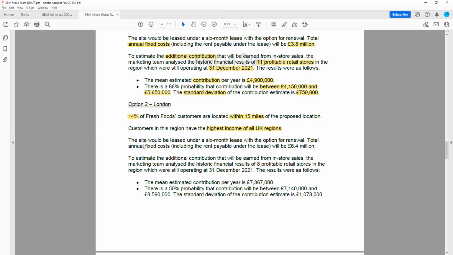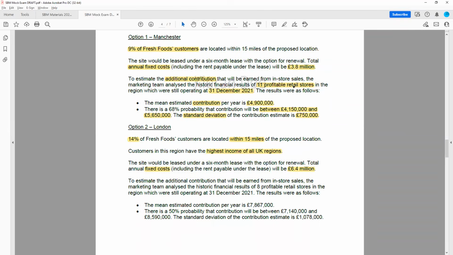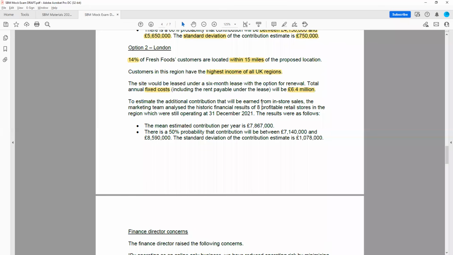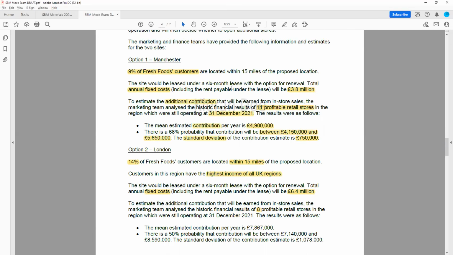So we're told that the fixed costs, if it's going to be London, including the rent, are going to be 6.4 million. So, considerably higher. To estimate the additional contribution that will be earned from sales, the marketing team analysed the historic financial results of 8 profitable retail stores in the region, which were still operating at this date, and the results were as follows. So they've only looked at 8 retail stores in and around London, whereas for Manchester, they looked at 11.